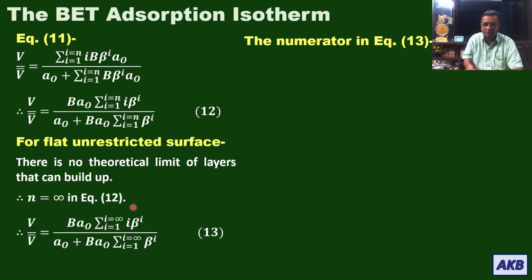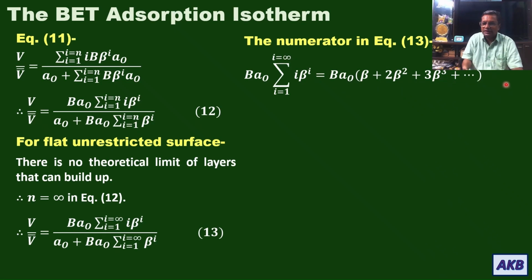Starting with the numerator. What is the numerator? Numerator is B into A naught into summation of I into beta raised to I, where I goes from 1 to infinity. So that is B into A naught into beta, 1 into beta plus 2 into beta square plus 3 into beta cube plus and so on, up to I equal to infinity. You have infinite terms in this series.